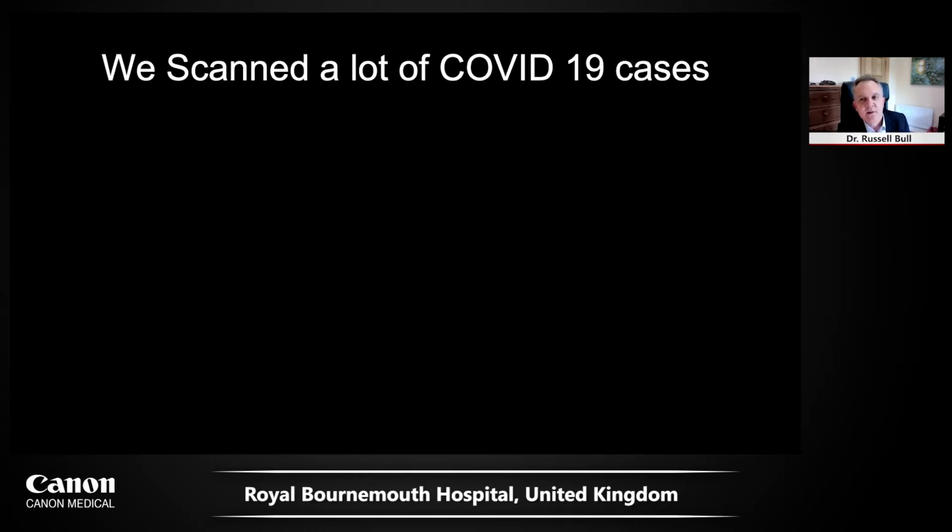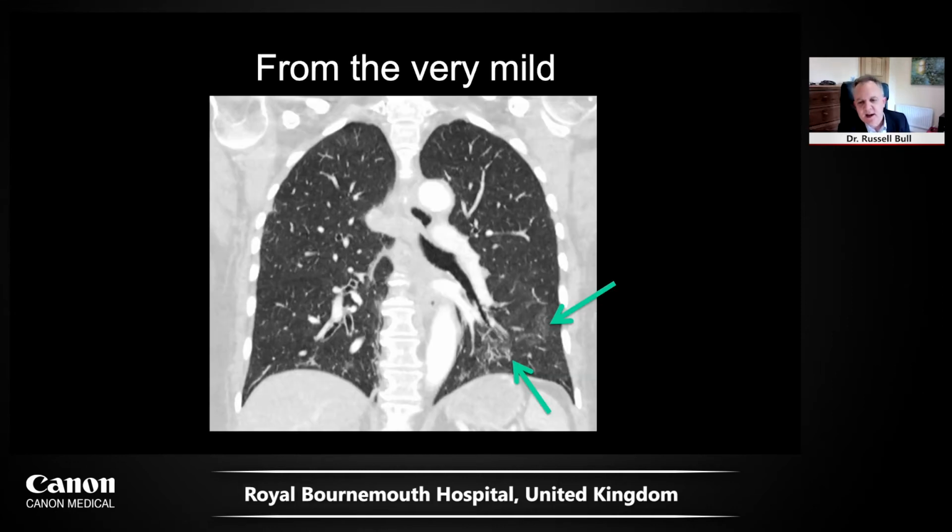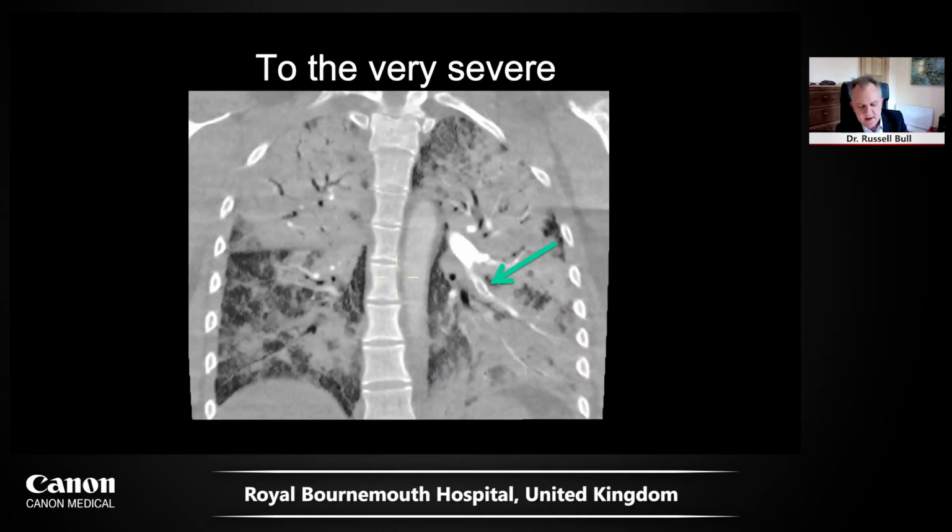And we scanned a lot of COVID-19 cases in that first wave. We have some very mild cases there, someone with a little bit of consolidation at the left base, some organizing pneumonia. And we scanned very severe cases as well. You can see someone there with widespread consolidation, a young patient, lots of risk factors, left lower pulmonary embolus. Unfortunately, this patient did not survive.